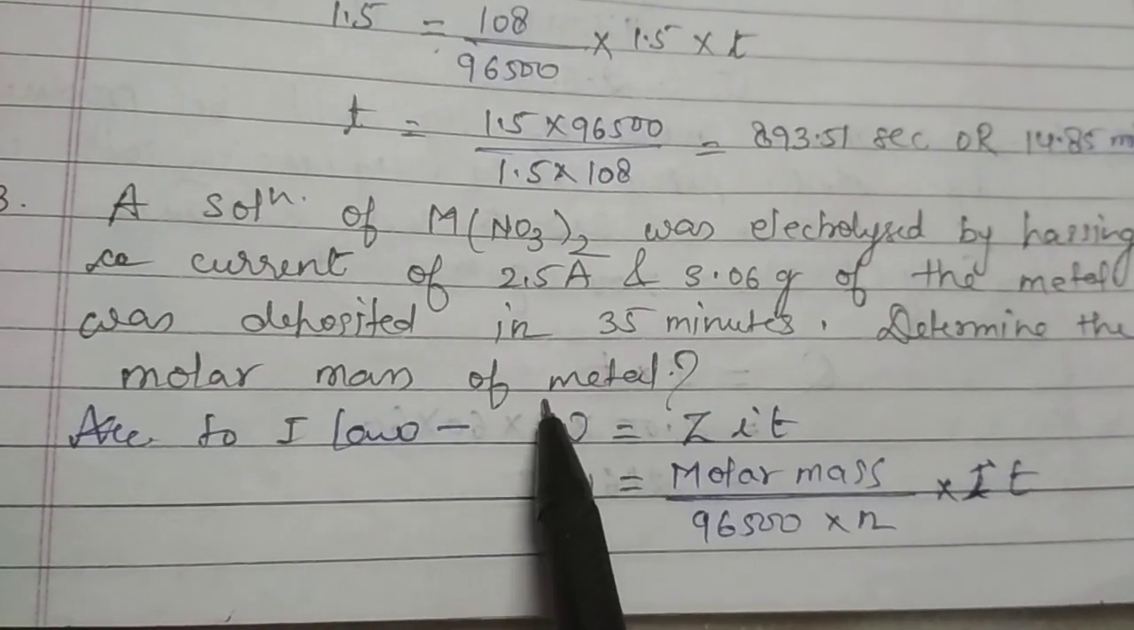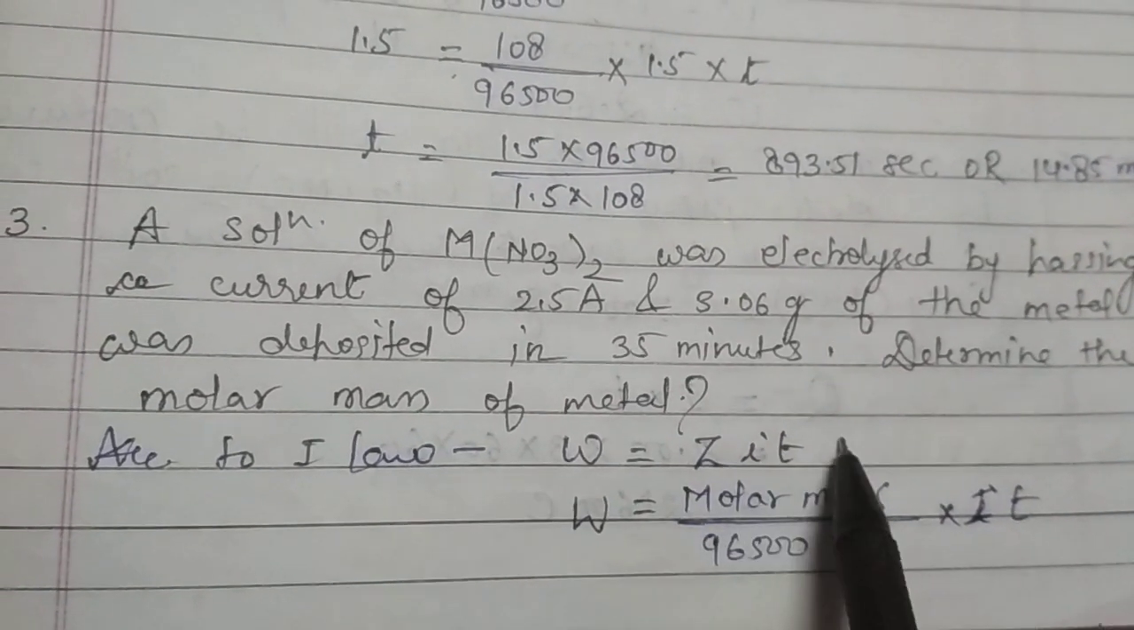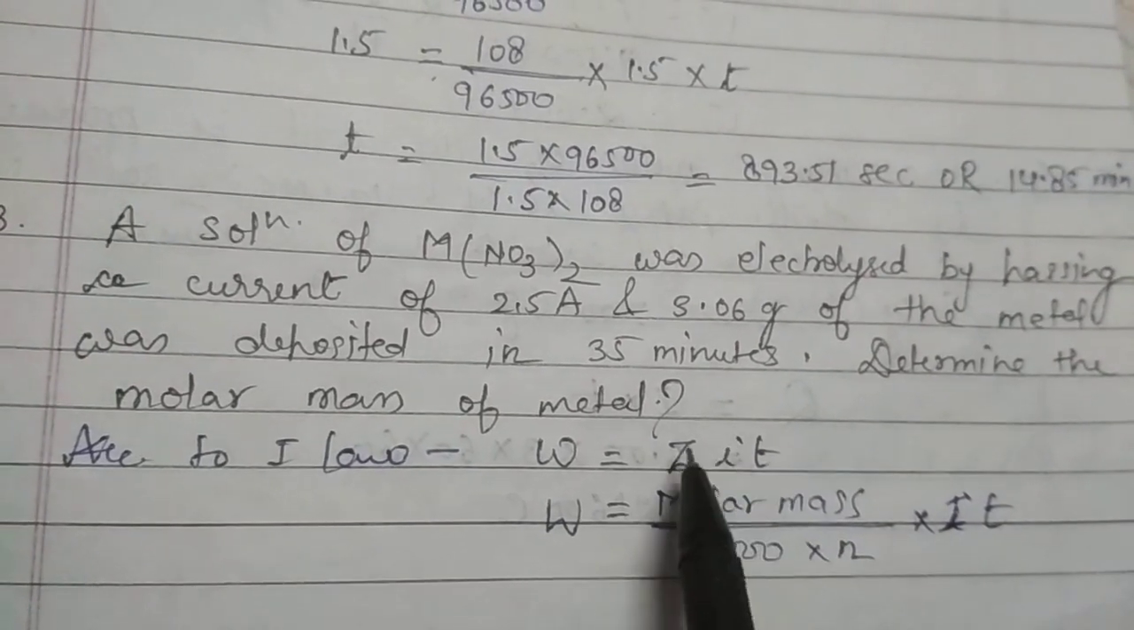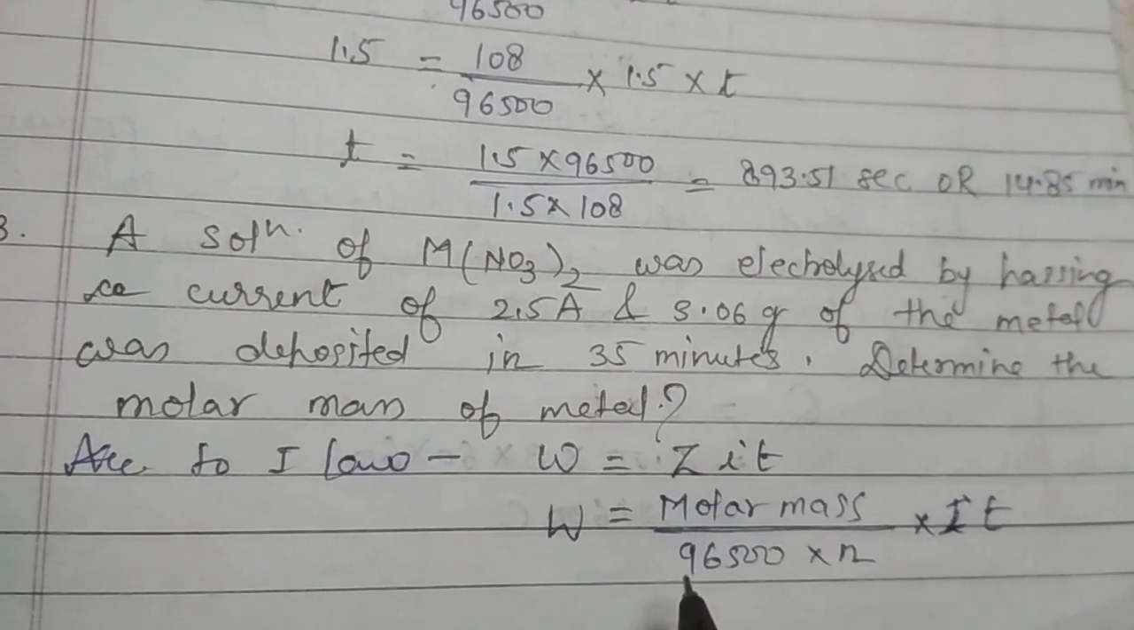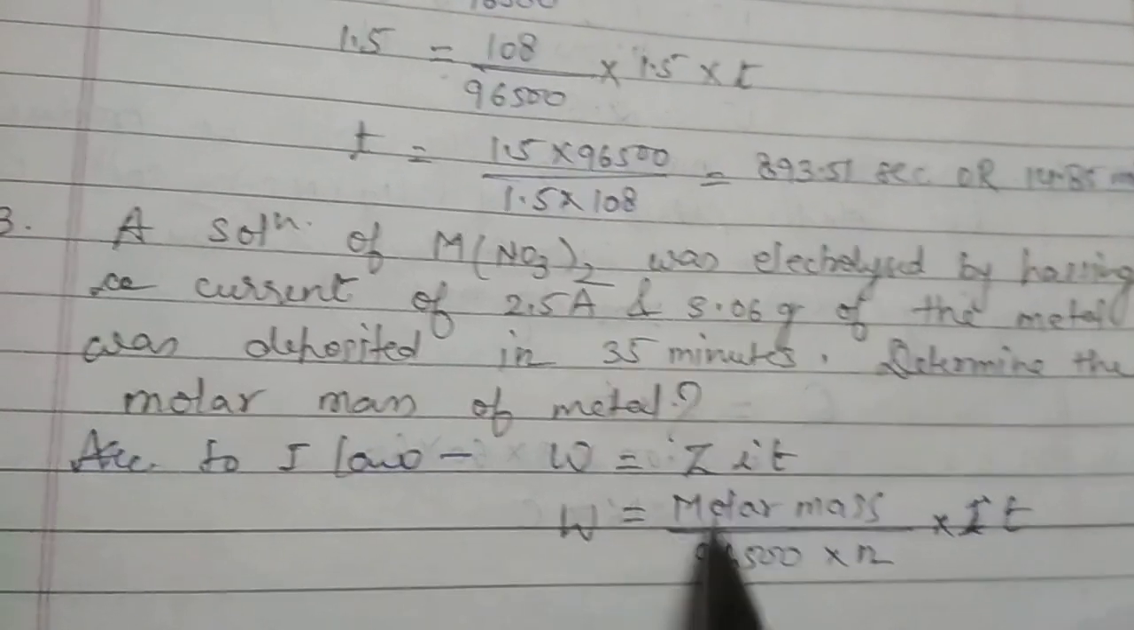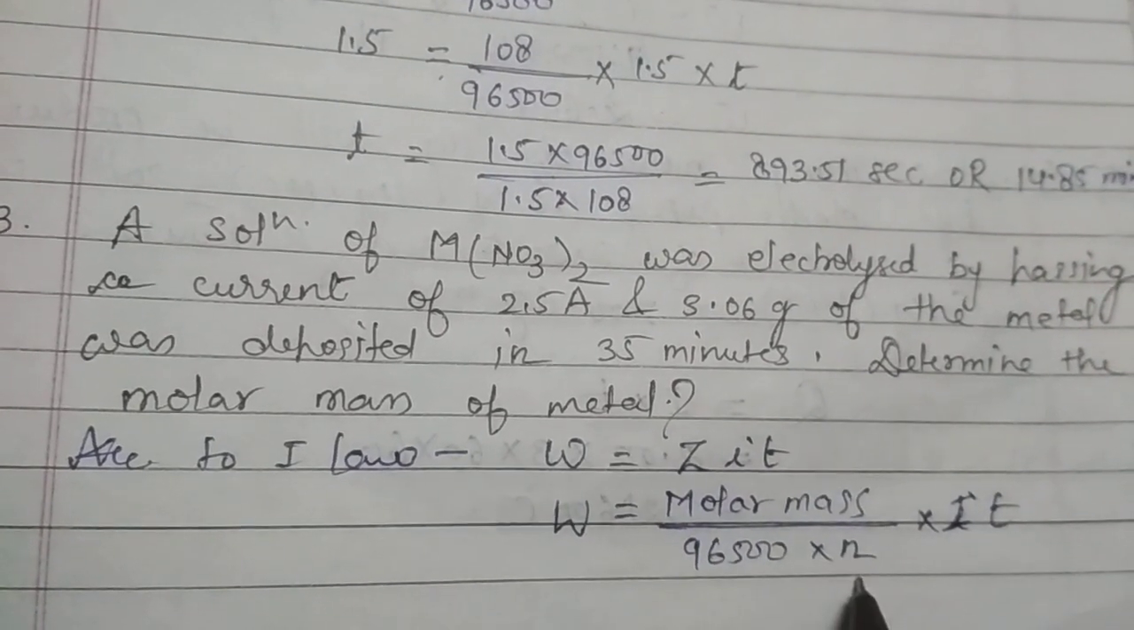Again we will apply the same formula. W is equal to ZIT. As yesterday I told you, Z means equivalent mass upon 96500, or you may say that is molar mass upon 96500 into n.